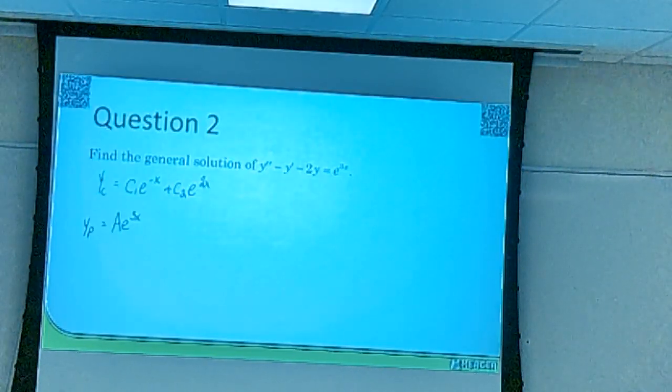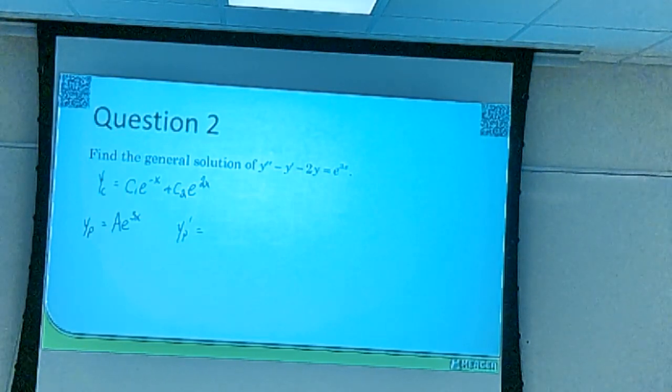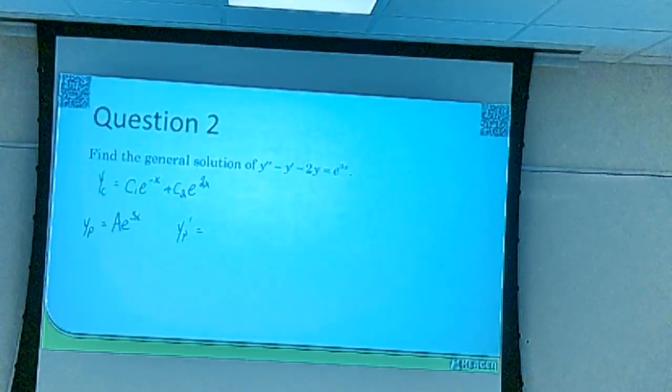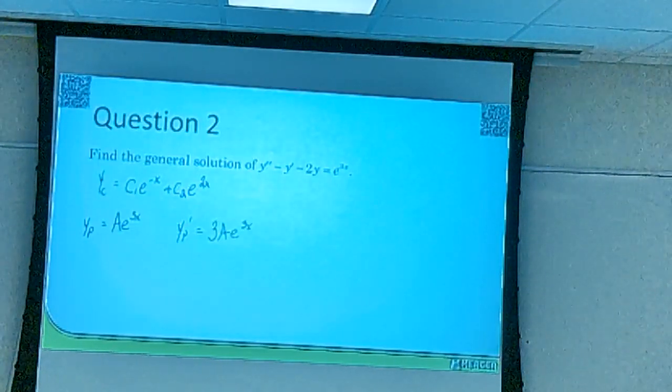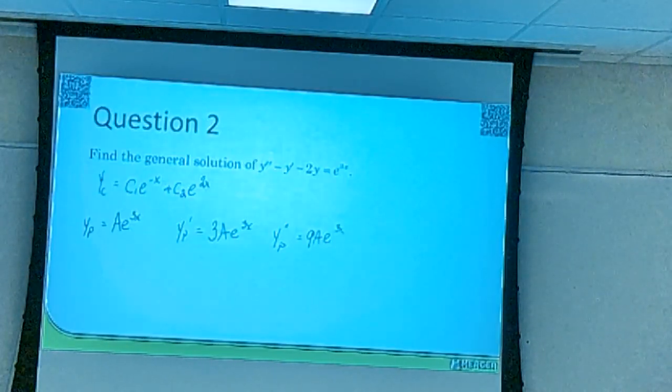Now the procedure is the same. Second order, so we want y prime and y double prime. What's y prime? We had e to the 3x. What's y double prime? 9 e to the 3x. Now just plug it in.